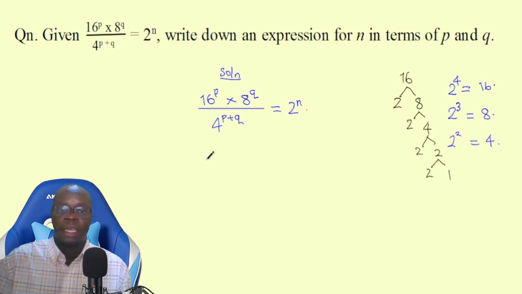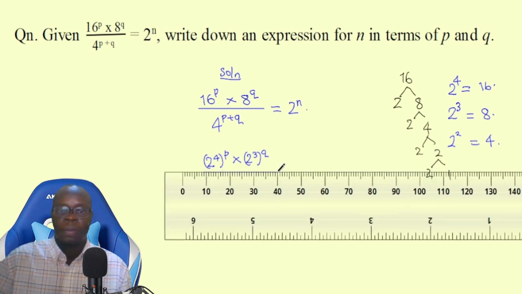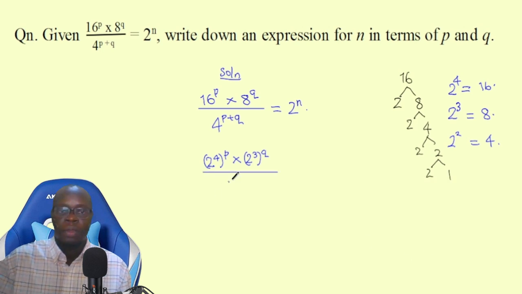Now we can have here 2 exponent 4 to the power of p times 2 exponent 3 to the power of q, all over 2 exponent 2 to the power of p plus q, and everything is equated to 2 exponent n.